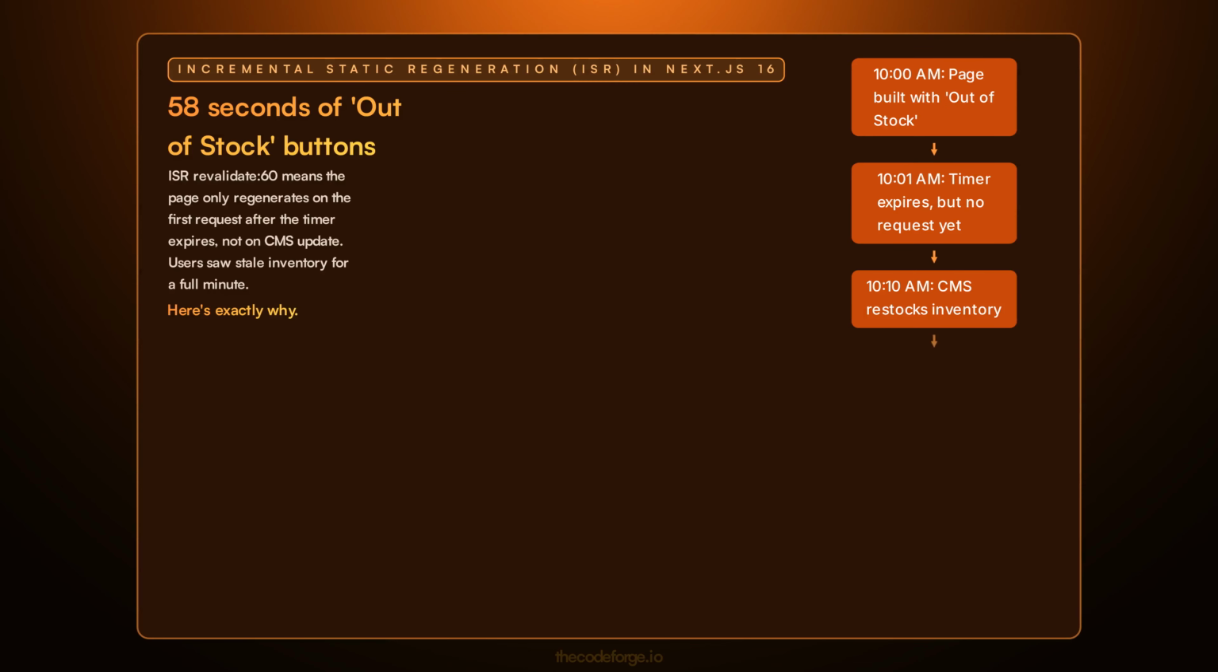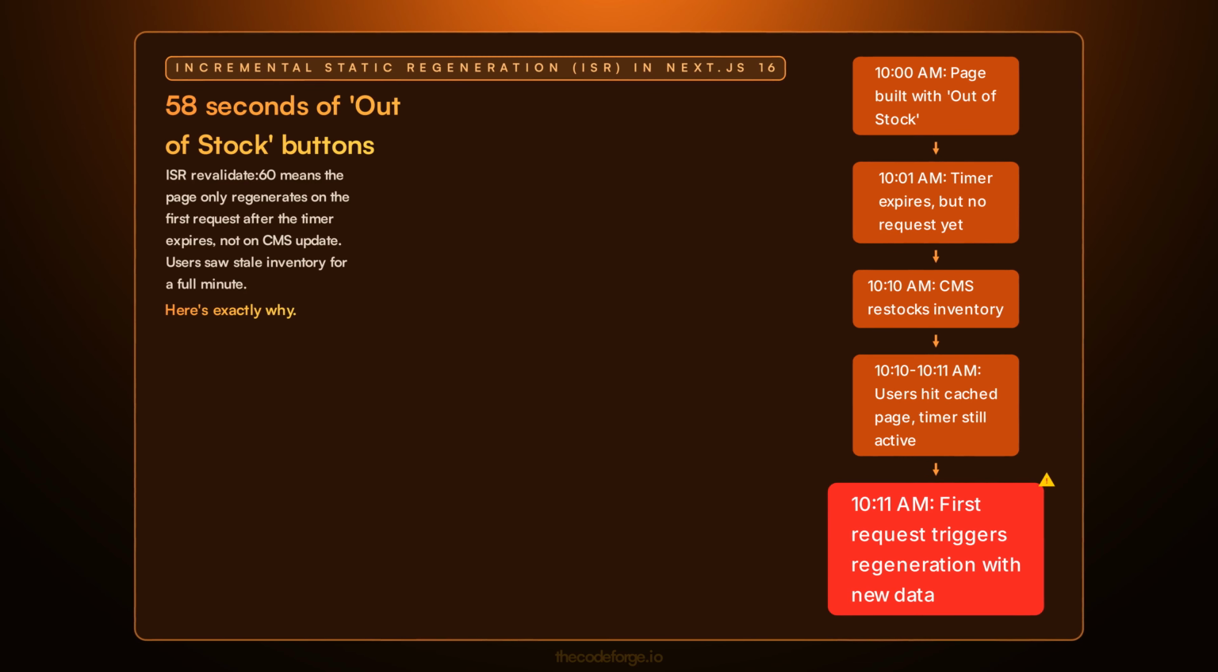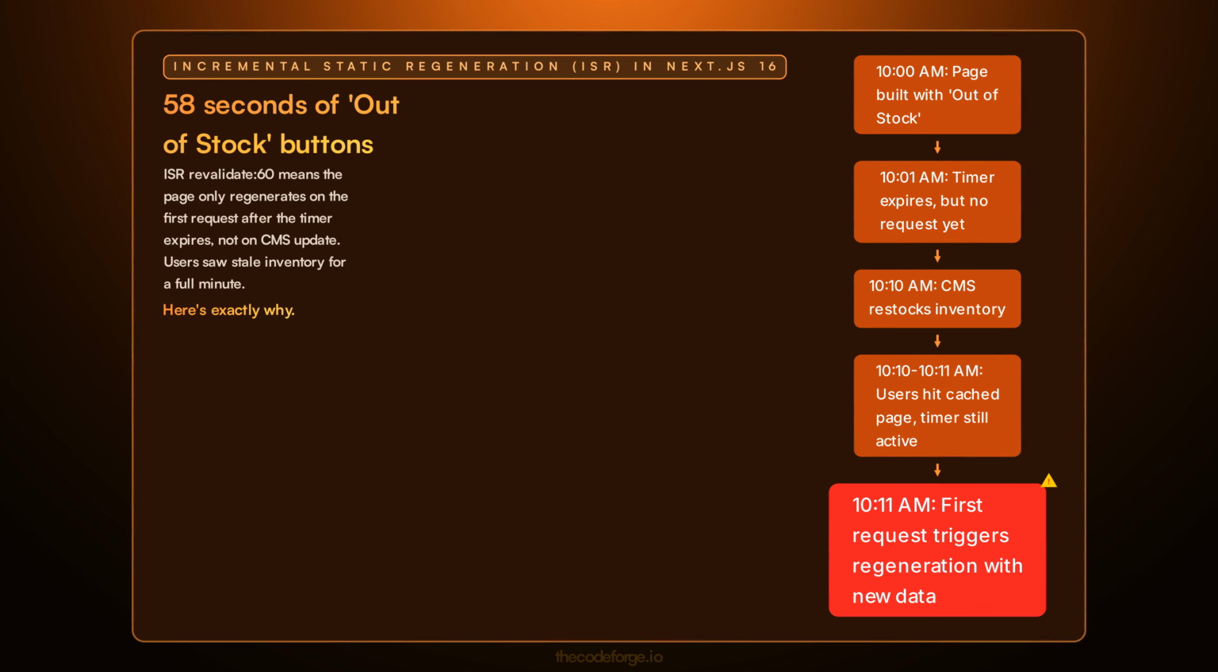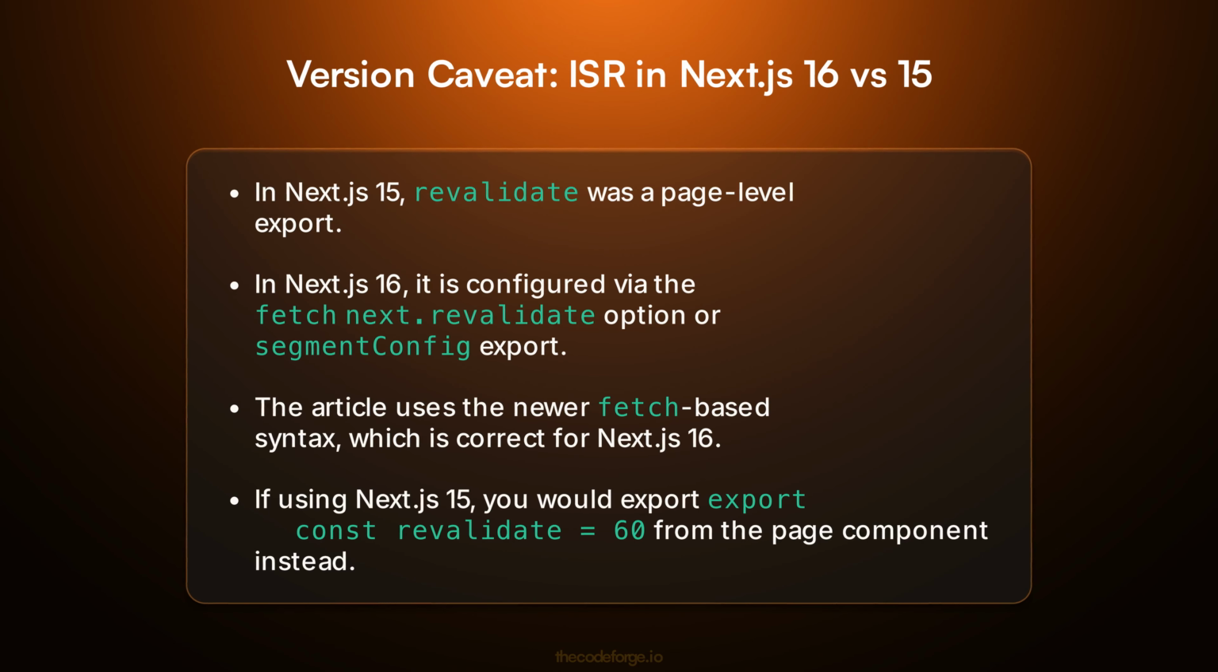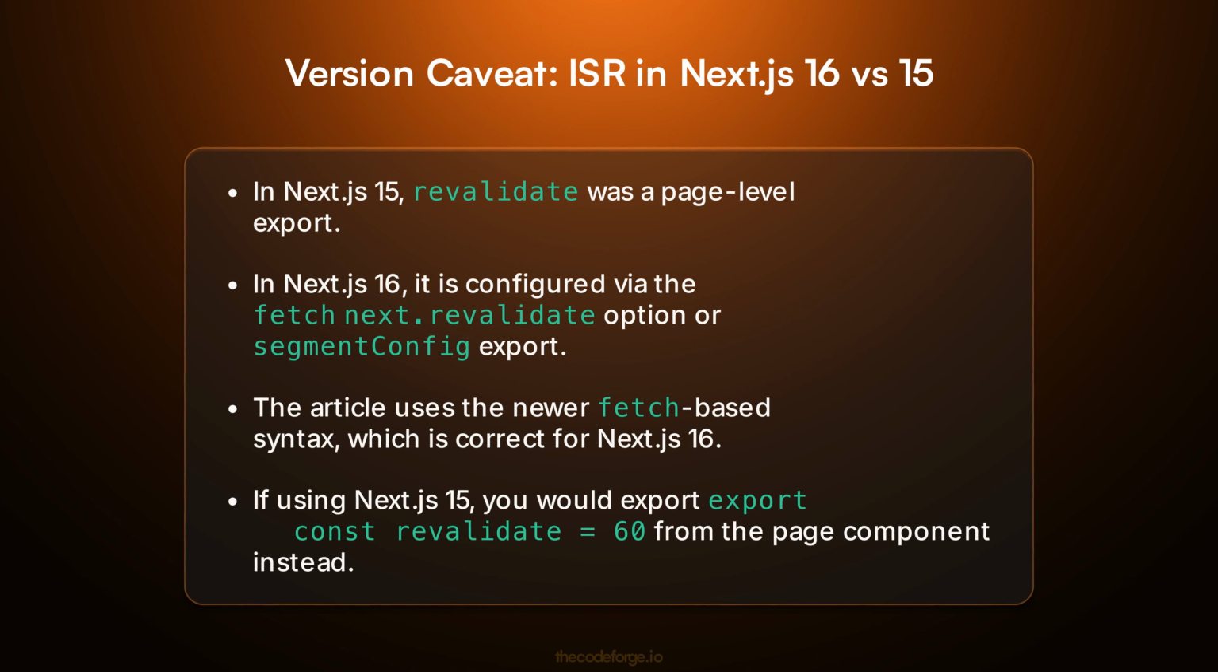58 seconds of out-of-stock buttons during a flash sale, a full minute of lost revenue. ISR's stale-while-revalidate pattern served old data because the timer hadn't expired. In Next.js 15, revalidate was a page-level export.